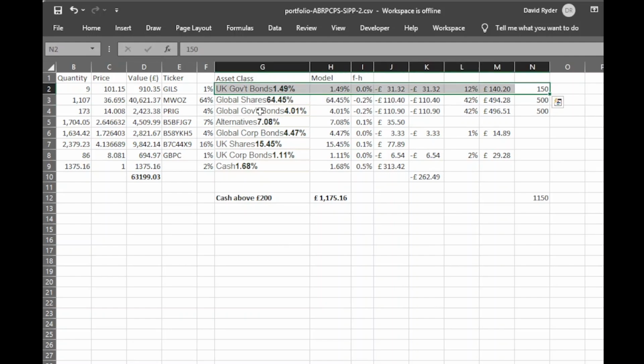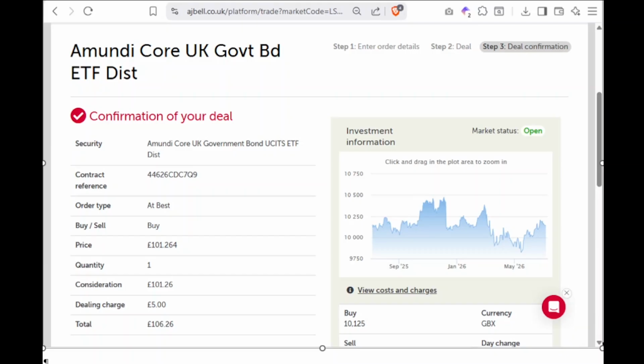The other one was global government bonds. This one is UK government bonds, £150 worth. Let's have a look at the dealing certificate that completes this. And there it is, UK government bonds. Only one bought because it's £100 each. That's fine. So I've added another one to it. It cost me £5 to buy it. Which, yeah, that's fair enough. That's good use of the cash as far as I'm concerned.